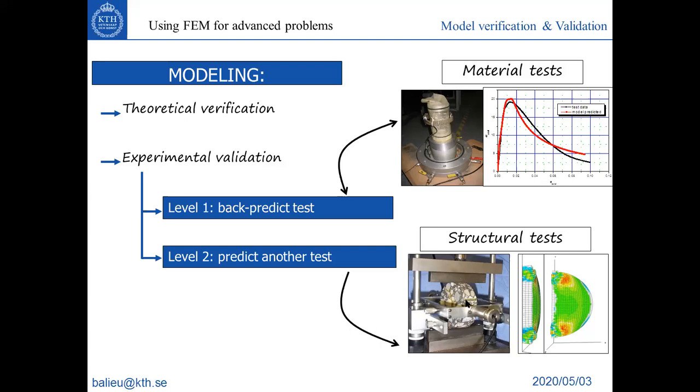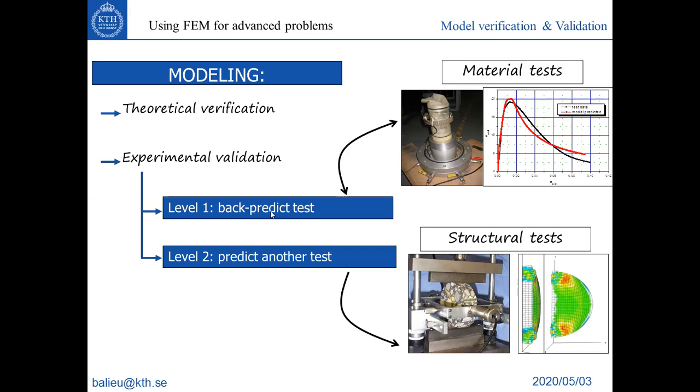So the aim here is, you make an experiment. You don't use this experiment to identify material parameters. In the case of a structural test, this test is only used to validate your model. So this is a three-step validation. The first one is a very small theoretical verification. You know the theoretical response of a tensile test on one element. You make this in Abaqus and you verify that everything is working well.